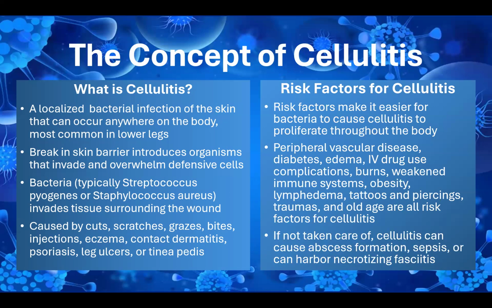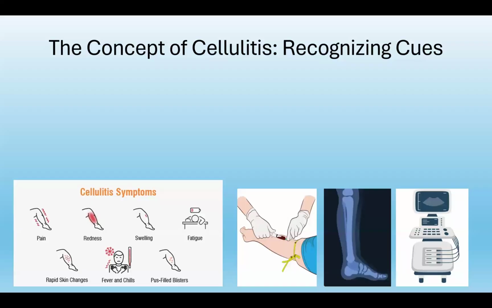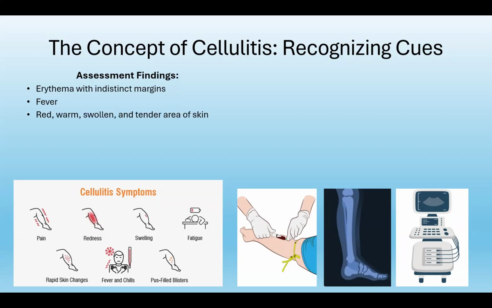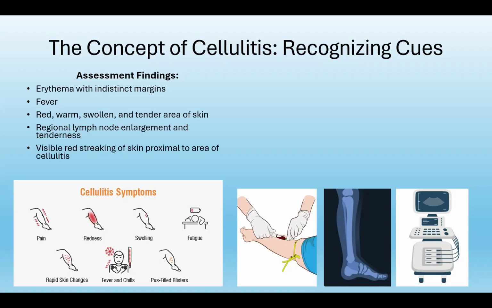If these risk factors are not taken care of, cellulitis can cause abscess formation, sepsis, or can harbor necrotizing fasciitis. The concept of cellulitis, recognizing cues. Assessment findings that would be apparent in a patient with cellulitis include erythema with indistinct margins, a fever, a red, warm, swollen, and tender area of the skin in a localized area, regional lymph node enlargement and tenderness, and visible red streaking of the skin proximal to the area of cellulitis. Blisters, skin dimpling, and edema can be present.